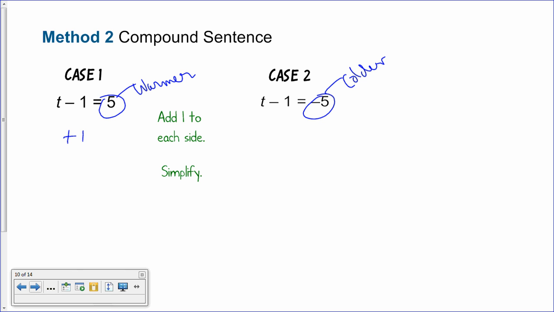Add 1 to both sides. T equals what? 6 degrees. Add 1 to this side. T equals 4. There's 2 ways you can do that. Me, I prefer method 1. I think it's the easier of the 2.